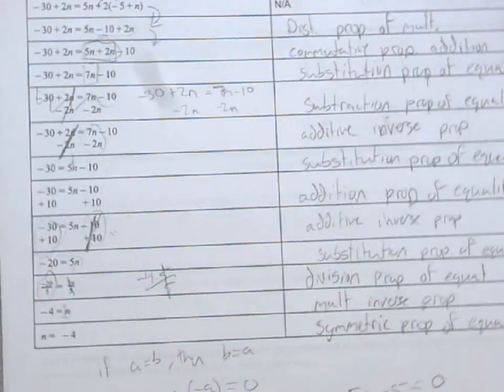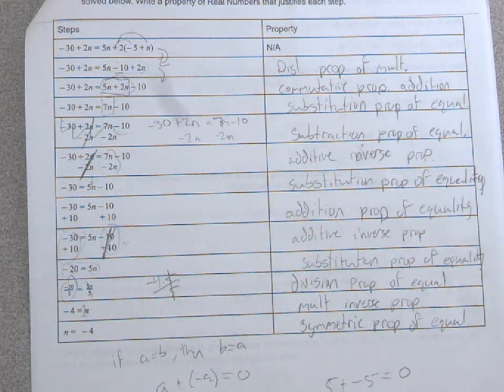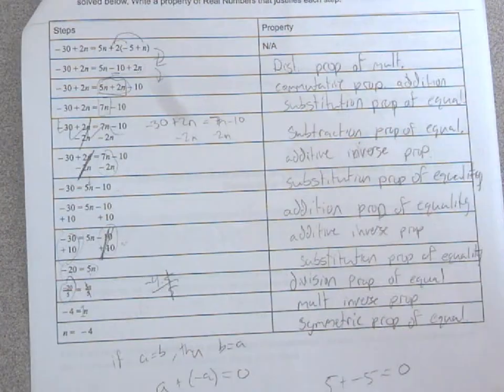Now, that looks like a lot of work, right? It's a lot of steps. Again, we don't normally write all of this stuff out. The point of this is to get you to see how you use all of these properties, to get you to see that really you're using them all the time.